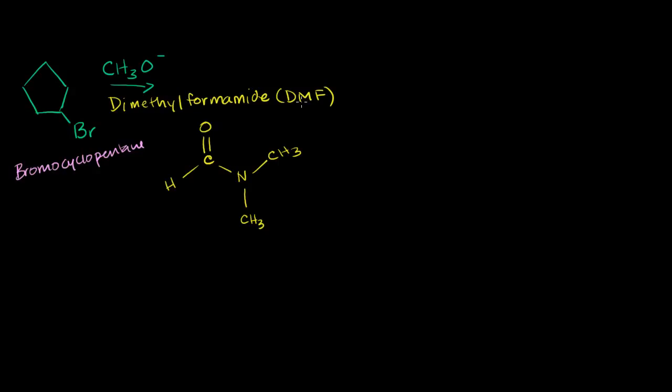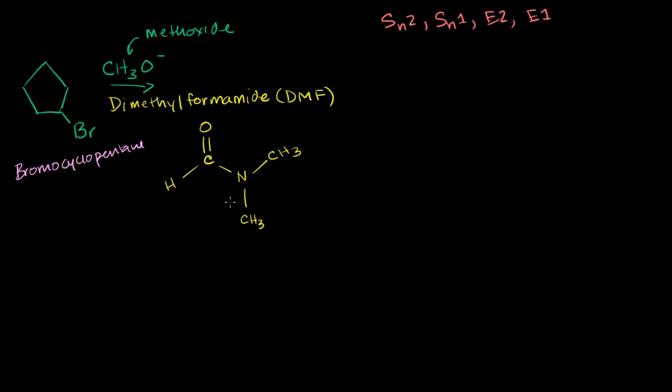Sometimes you'll see that just written as DMF, and I've actually drawn the formula for it here so we can think about what type of a solvent it is. And also in our solution, we have the methoxide ion. So we also have the methoxide ion right here. So let's think about what type of reaction might occur. And just to narrow things down, we'll think about it in the context of the last 4 types of reactions we've looked at. So this might be an Sn2 reaction, an Sn1 reaction, an E2 reaction, or an E1 reaction.